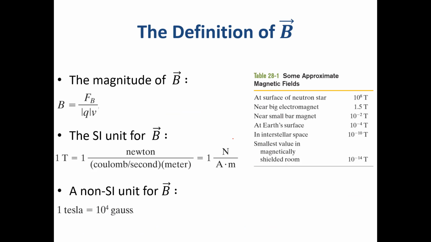Okay, so for the magnitude of the B, because the FB is q dot V cross B, right? So the B is equal to FB per q V, like this one. And the SI unit for B is the Tesla. 1 Tesla is 1 Newton per coulomb meter per second. And the non-SI unit is Gauss. 1 Tesla is 10^4 Gauss. So this is some approximate magnetic fields you can see.